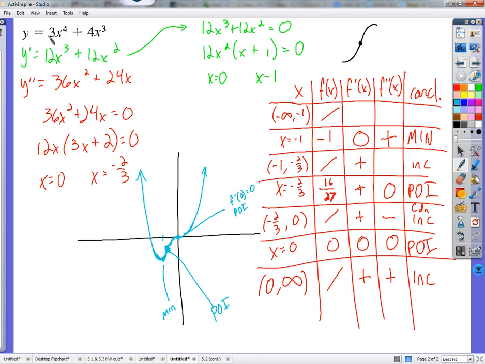So what about a function that's different than this? We know about polynomial functions, and we know that an even degree and a positive leading coefficient means that the ends will go up. Which means that the limit as x approaches infinity of 3x to the 4th plus 4x to the 3rd is infinity. And the limit as x approaches negative infinity of 3x to the 4th plus 4x to the 3rd is also infinity.